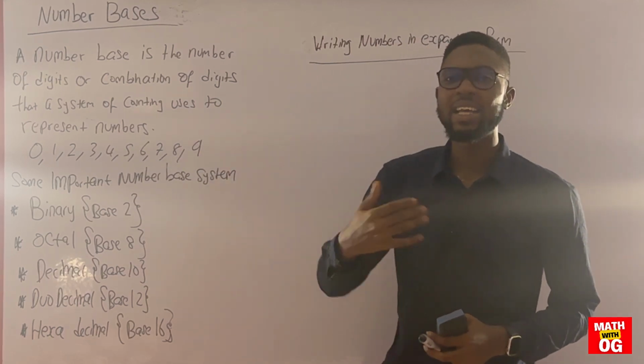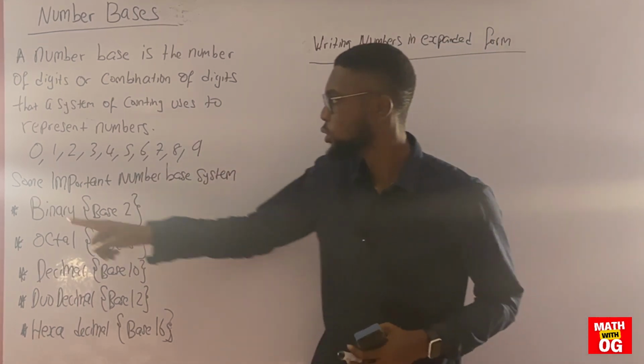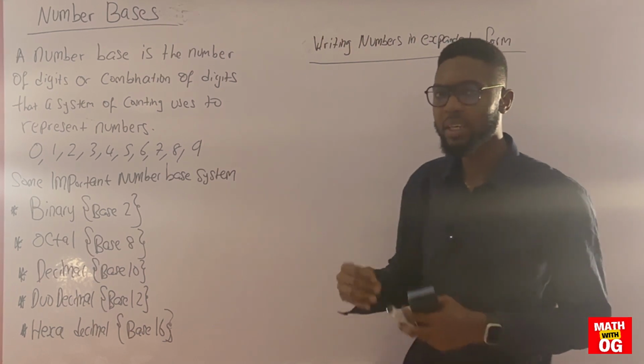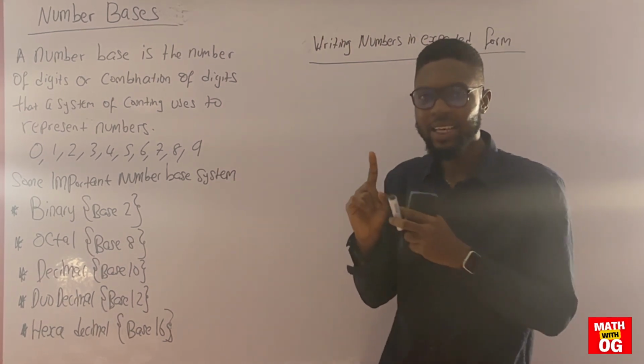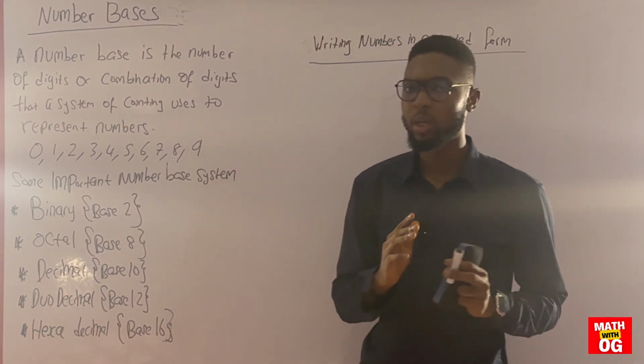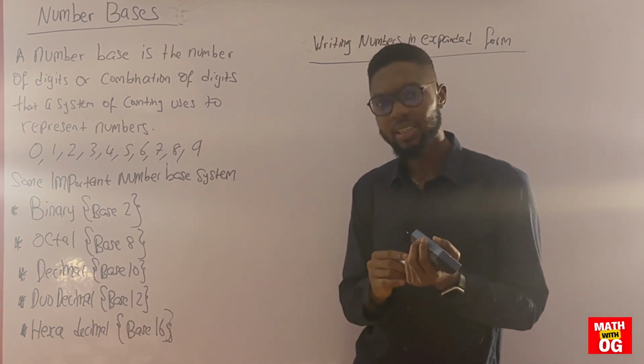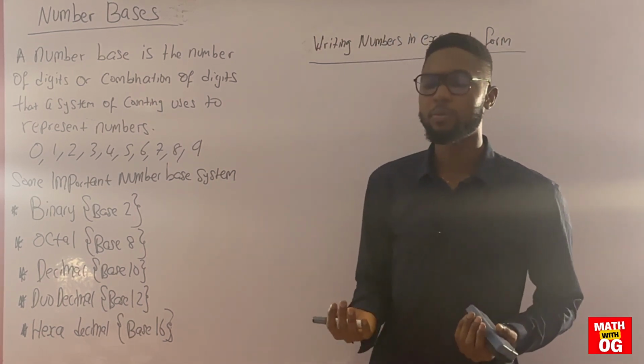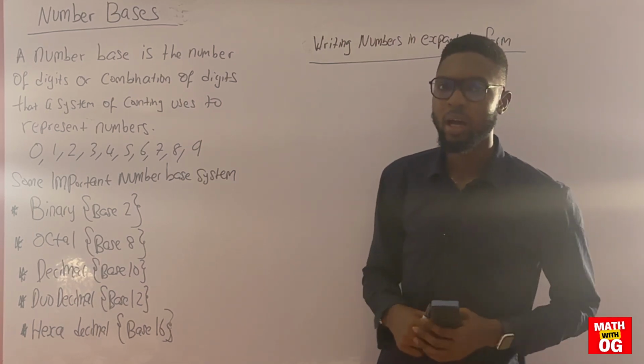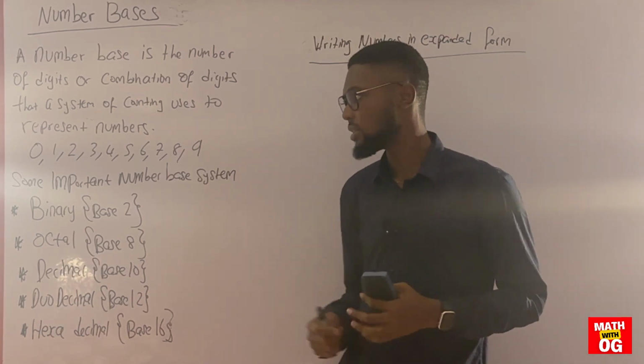So you should know that in any given base, the smallest digit is always what? 0, and the biggest digit is always 1 less than the base. So if I'm working with base 20, my smallest digit is 0 and my largest digit is 19. If I'm working with base 40, the smallest digit is 0 and the largest digit is 39.